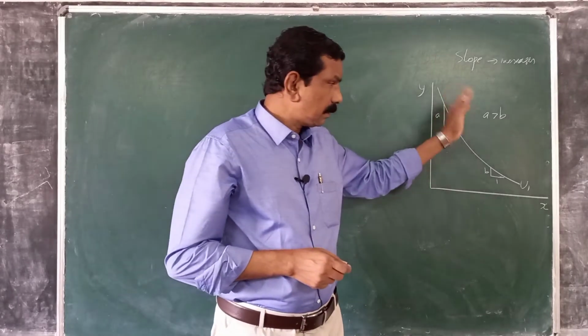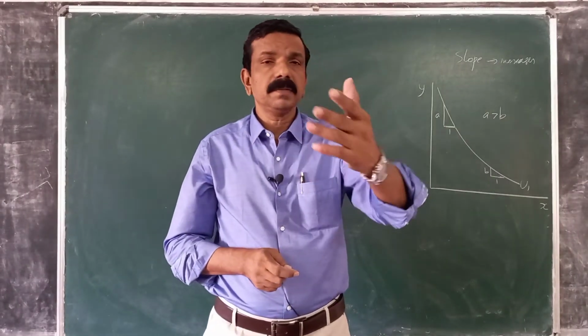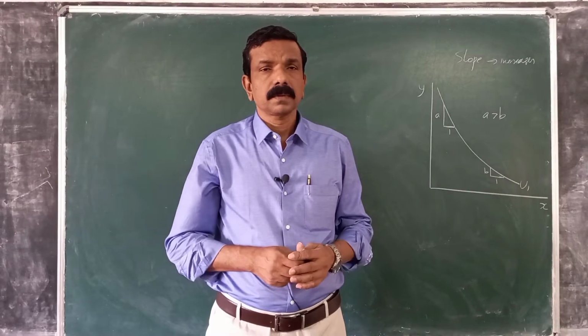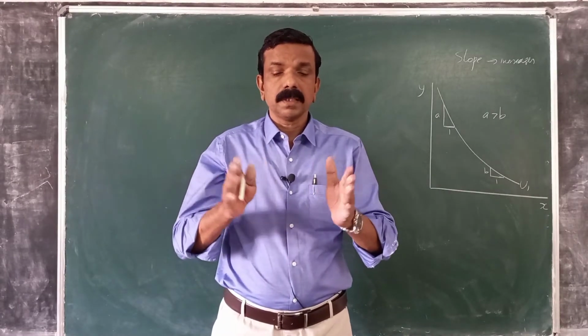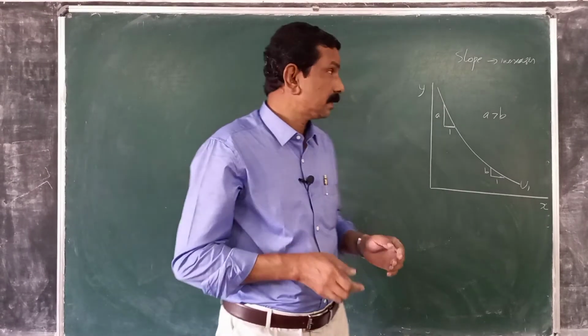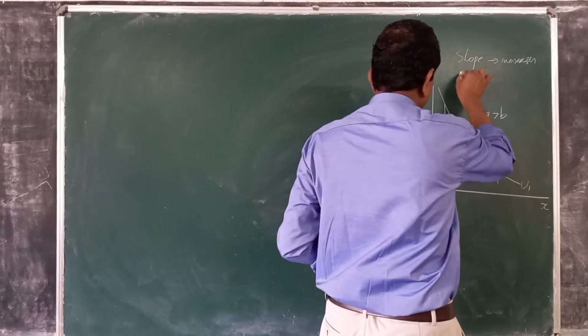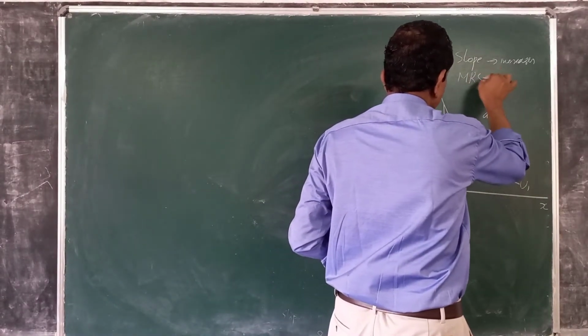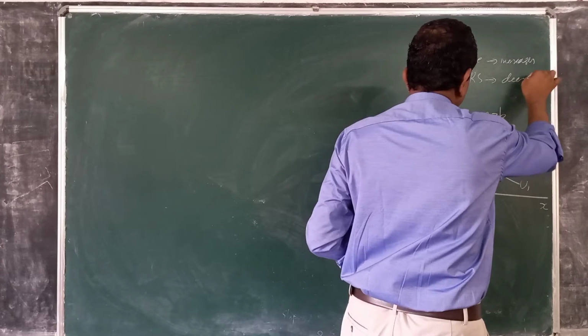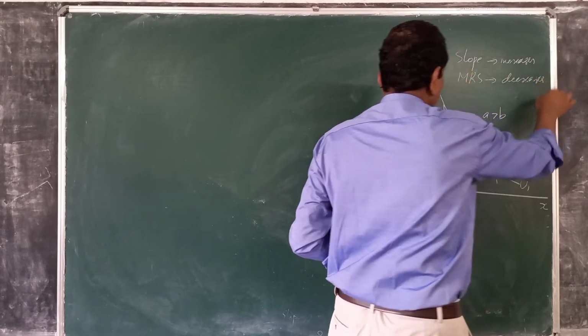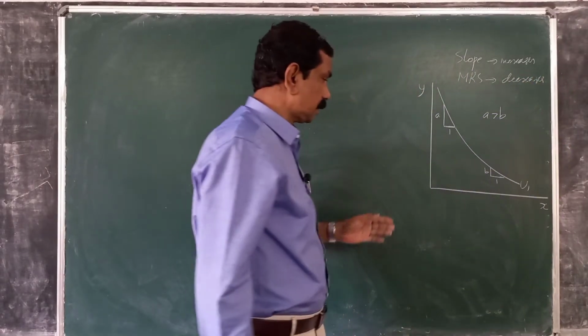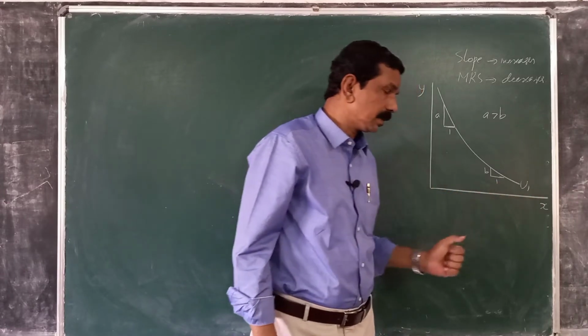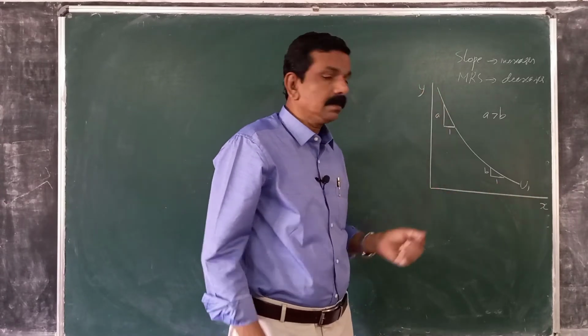And as MRS is the negative of the slope, MRS on the other hand decreases as x increases. Slope increases, MRS decreases. MRS decreases as the quantity of x increases and the quantity of y decreases.